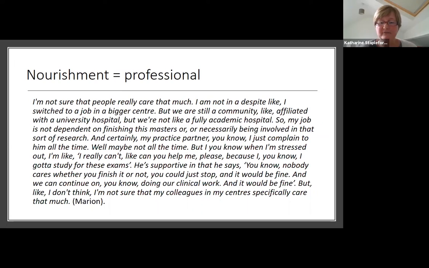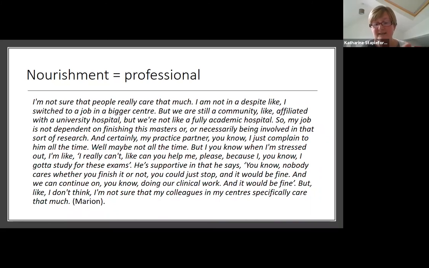But they have completely different perspectives and experiences. And so it tells us that the program content is far from neutral. So for Roseanne, it's a joy, whereas for Marianne, it's a source of stress. And she talks about it almost as if it's a burden. And that's added to by the lack of nourishment that she gets from her professional context. So in this episode, she's describing how her colleagues don't really care about her studying. They view it as something that's quite separate and irrelevant for her clinical work. And they view that clinical work as what's important.